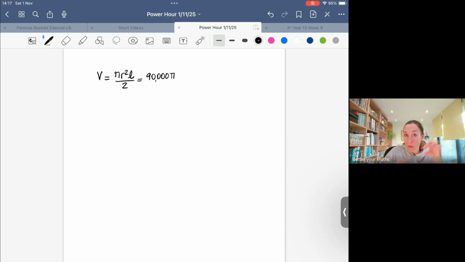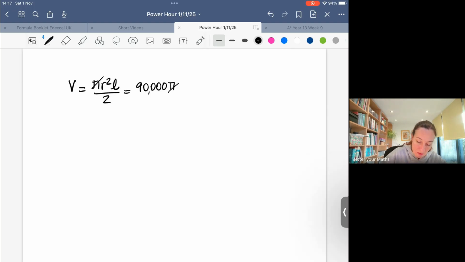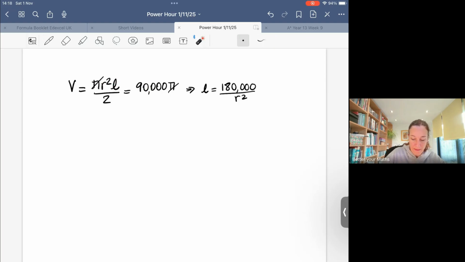Always, always, always look for numerical information, because they don't give it to you randomly. It's precisely to eliminate one of the variables. So L, that's what we want to make the subject. So L is 180,000 divided by r squared. I cancel the pi, and then L is 2 times this divided by r squared.